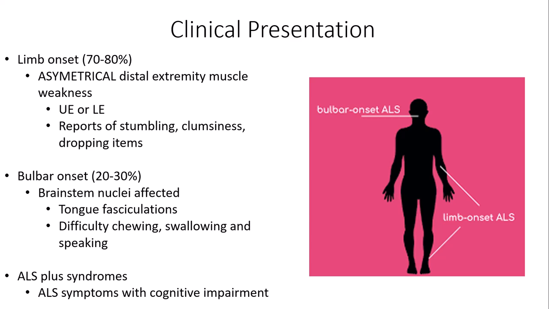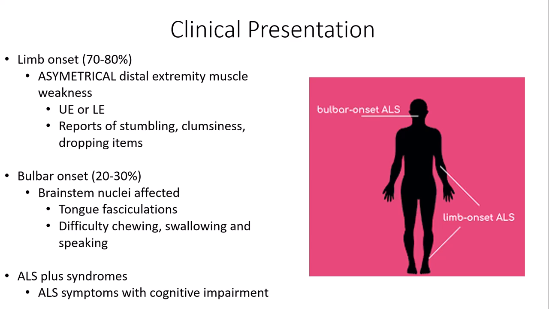on to items. The other possible onset is known as bulbar onset, and this is 20 to 30% of this patient population who will start out with the bulbar onset. And this is where brainstem nuclei are affected. And as I mentioned previously, you're going to see cranial nerves affected with tongue fasciculations. Patient's going to have difficulty with chewing, think cranial nerve 5, and swallowing and speaking.